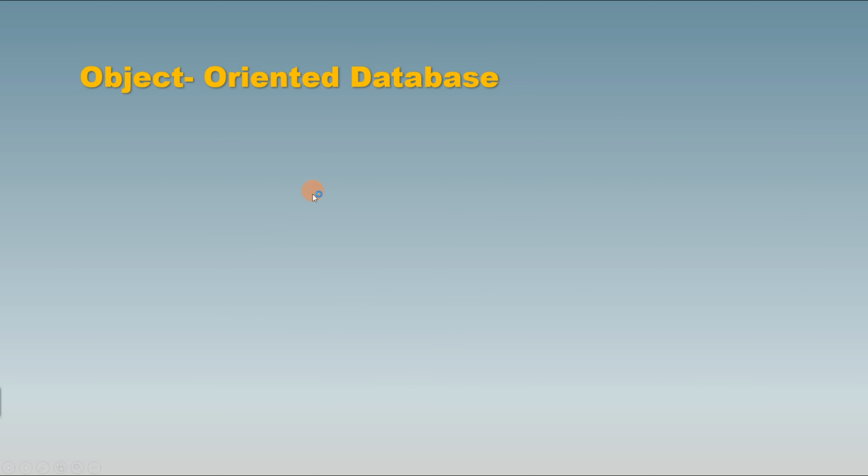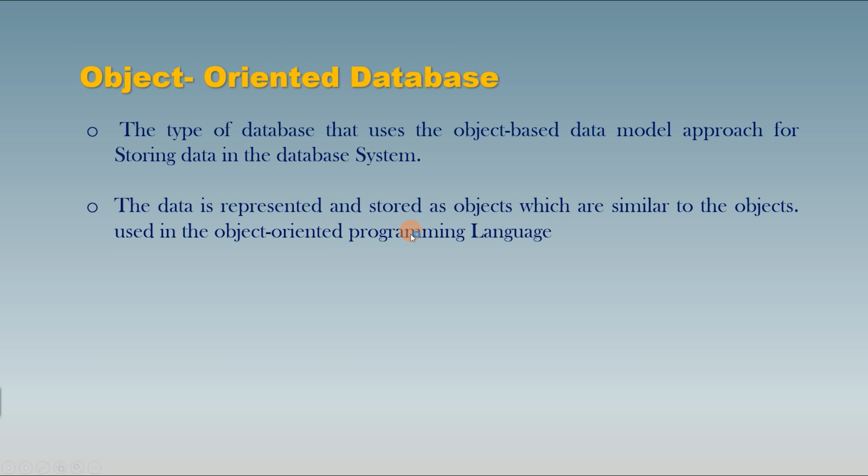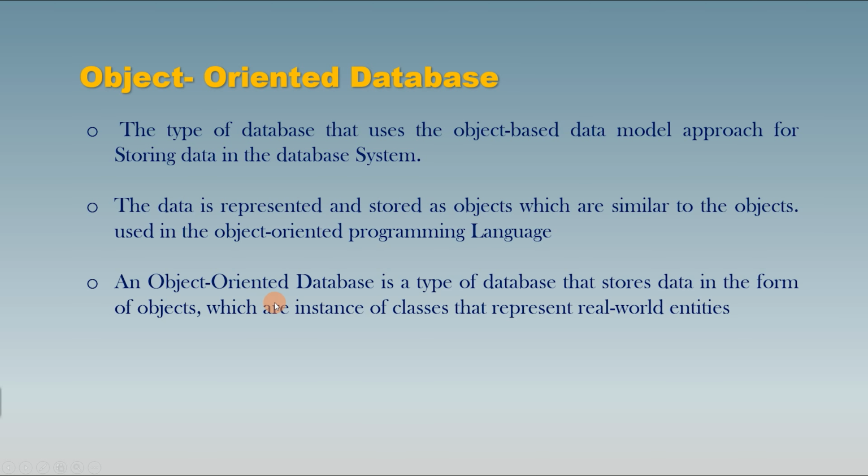Now object-oriented database. This is the type of database that uses the object-based data model approach for storing data in the database system. The data is represented and stored as objects, which are similar to objects used in object-oriented programming languages. An object-oriented database stores the data in the form of objects, which are instances of classes that represent real-world entities.